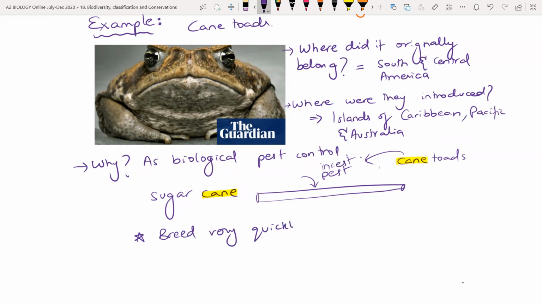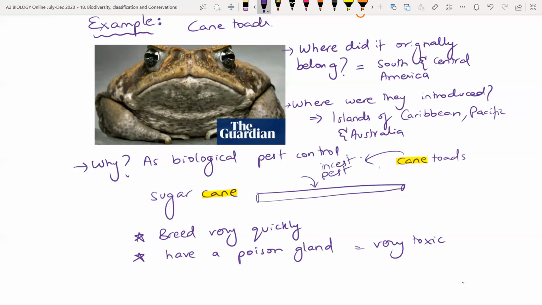What that implies is that you will have many of them. And the biggest problem is that it has a poison gland that makes them highly toxic. Firstly, they breed very quickly, and secondly, they have a poison gland that makes them very toxic.